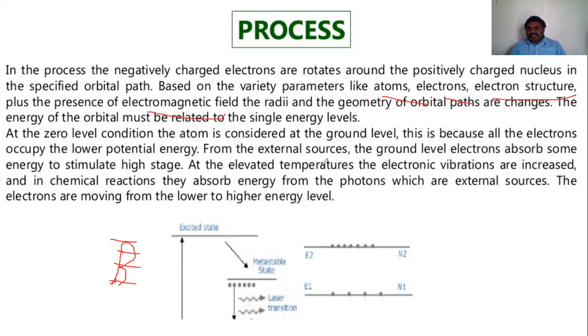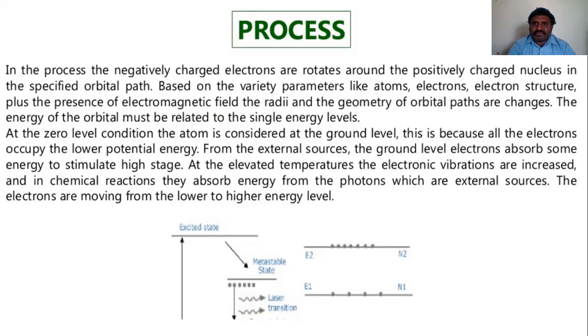This is the reason all electrons occupy the lower potential energy. The ground level electrons absorb some of the energy to reach the higher state. So electrons pass from a low level to a high level, and when they want to get into a stable condition, light will be formed. Here the photons come from an external source, and the electrons move from the lower to the higher energy. This is the basic concept of electrons and photons.